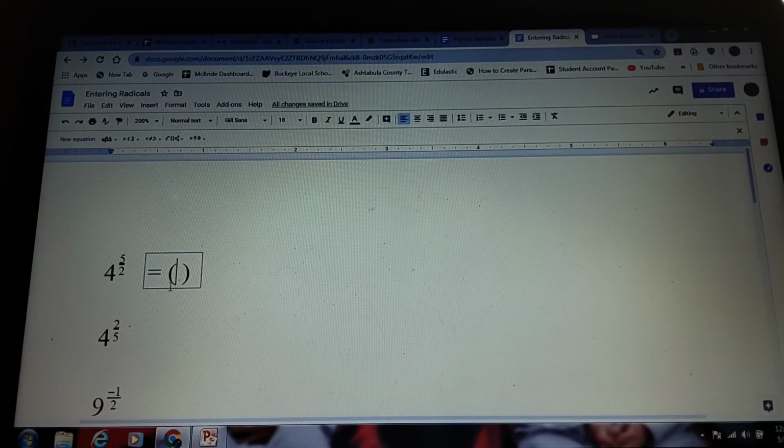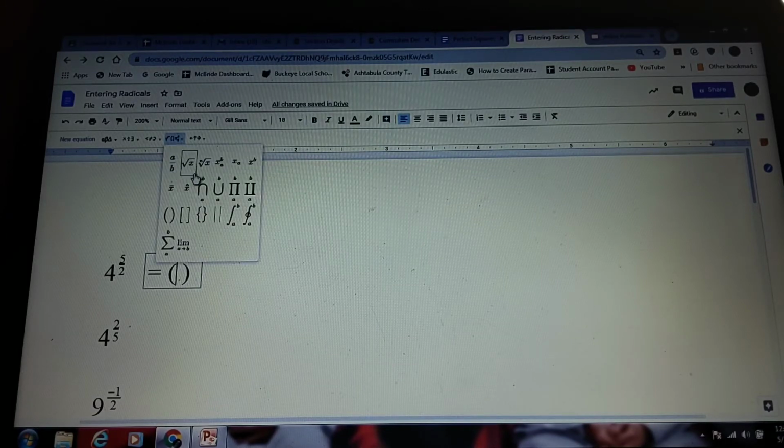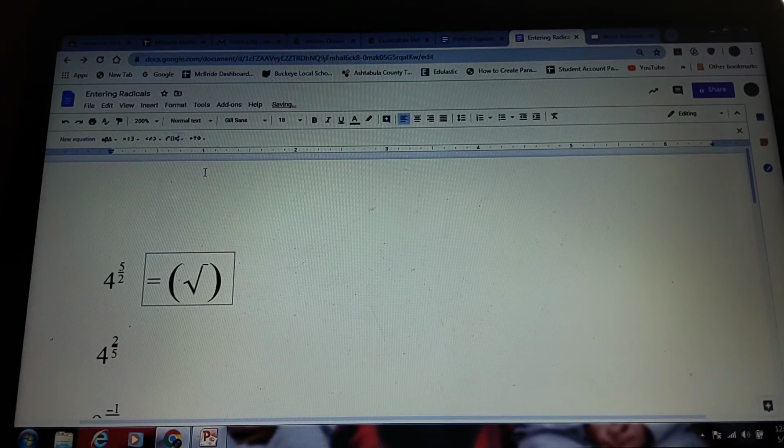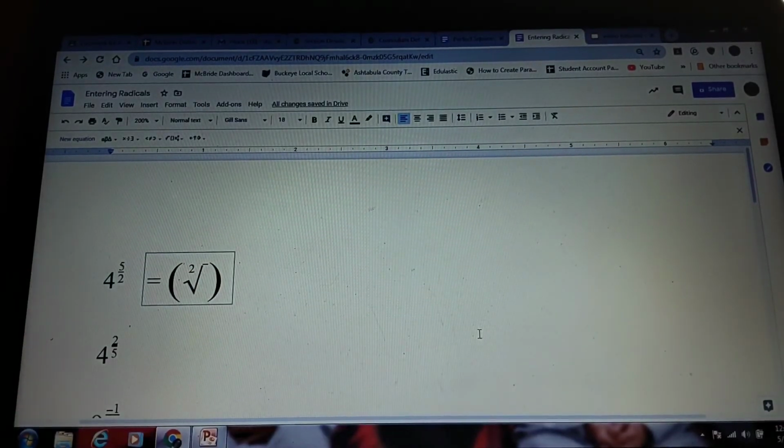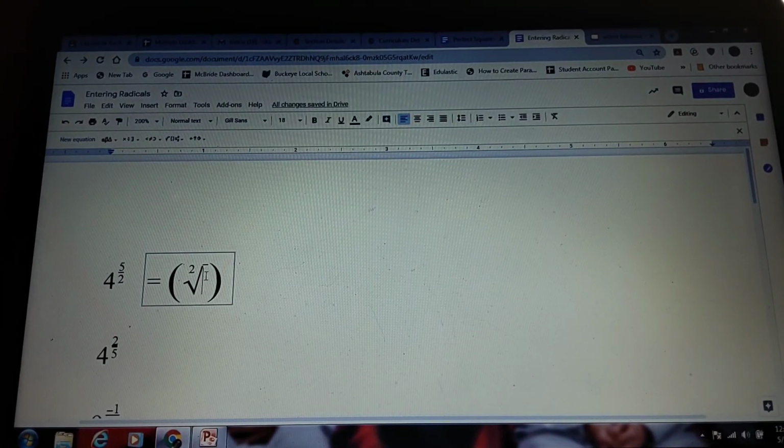Now I have to make my radical inside the parentheses. So I'm going to go back to that button, and this time I'm going to pick the one that has the radical with the A in the index spot. Once I've hit that, you see the cursor is here in the index. Remember, my index is the bottom of the fraction, so I'm going to type in a 2. Now, the best way to move the cursor is to hit your right arrow button. Hit it once. Notice how my cursor is large and it's underneath the radical. So this is where I'm going to write my base, my 4.